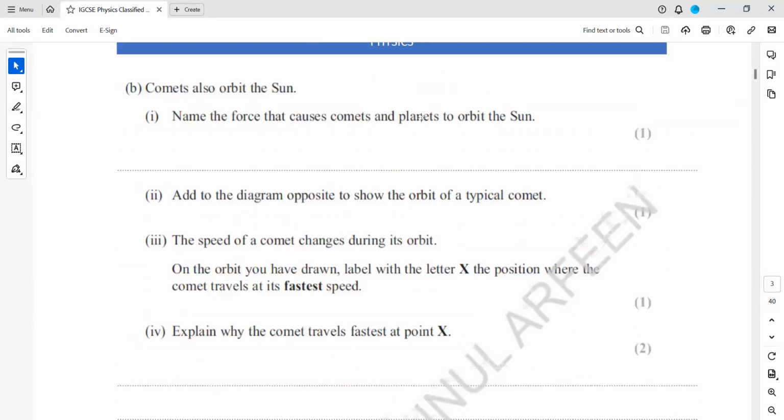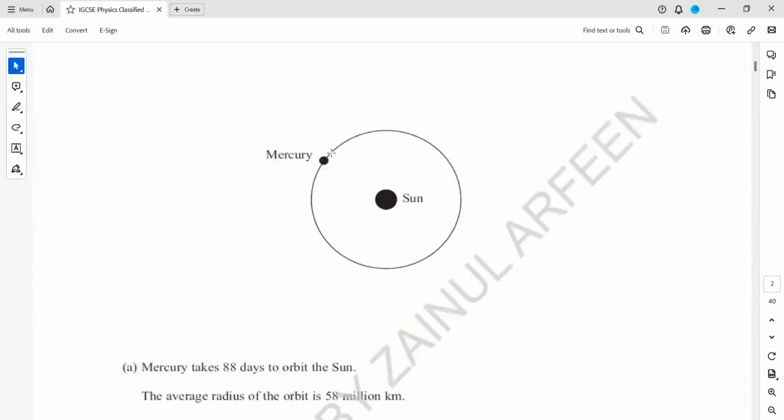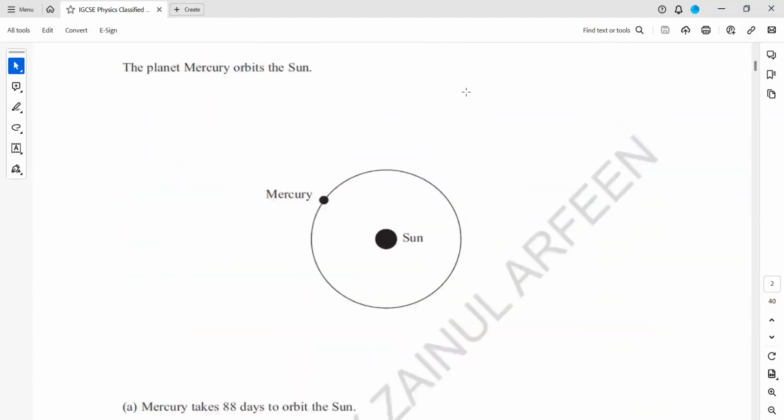Comets also orbit the sun. Name the force that causes the comets and the planets to orbit the sun. What do we call this force? So that's gravitational force. Add to the diagram opposite to show the orbit of a typical comet. Like this diagram, you can annotate on the screen and sketch the path of a comet.